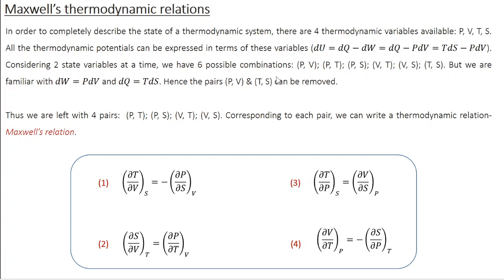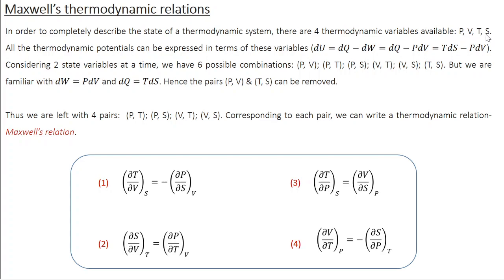So as we all know, the state of a thermodynamic system can be characterized by a set of four state variables: pressure, volume, temperature, and entropy. So all the relevant parameters related to the thermodynamic system you can express in terms of these four variables.